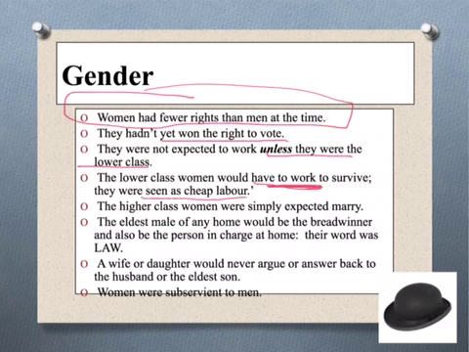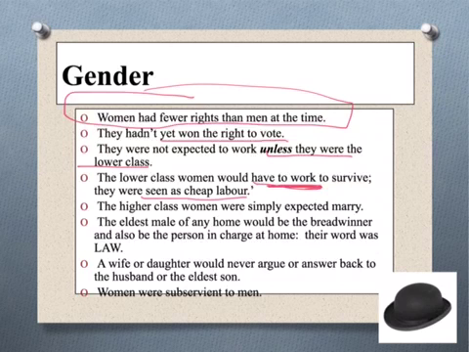The higher class women were simply expected to marry. And so that divides women into two categories, doesn't it? The women that were simply expected to marry and do their duty by their husbands, get married, have children, continue the family line, and the women who were thought of as simply cheap labour, the women who were disposable, the women who weren't even considered by these wealthy members of society.